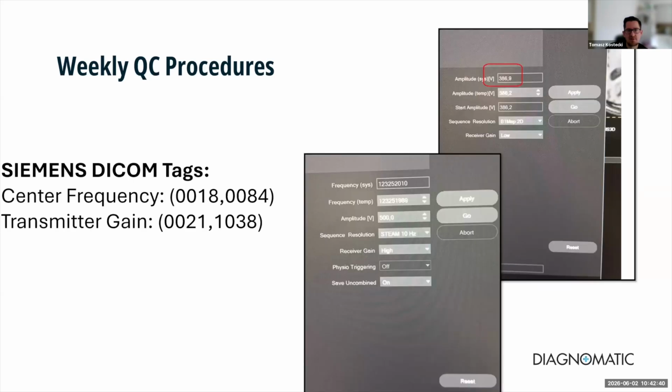The next two columns are for center frequency and transmitter gain or attenuation. These values can usually be checked directly in the scanner system or, if possible, extracted from the DICOM tags. At the moment, we have only found these values in Siemens DICOM files, as they are usually most complete. For that reason, in Diagnomatic software, these parameters can also be entered manually.